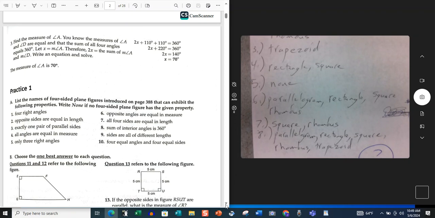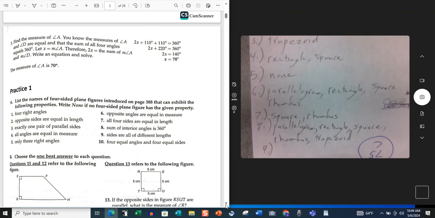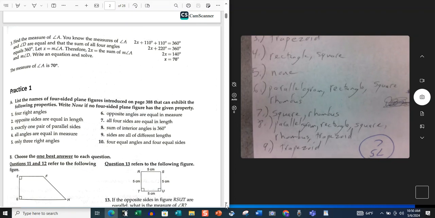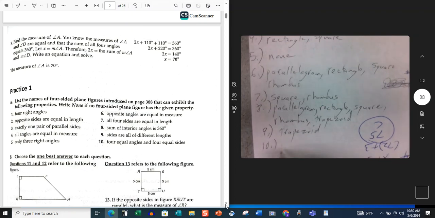Okay, so number 9, it says sides are all different lengths. That's only one of them, and that's the trapezoid. And then finally, number 10, 4 equal angles and 4 equal sides. Number 10 can only be the square.